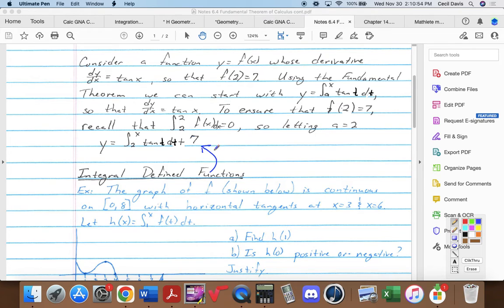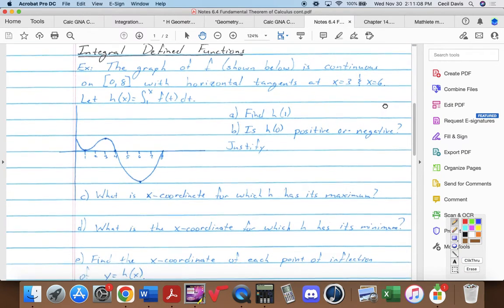That thinking is really important. What you'll see on the AP exam is sometimes where you have to think that way, but oftentimes you'll see problems like the one we're about to do. So let's take a look at that.